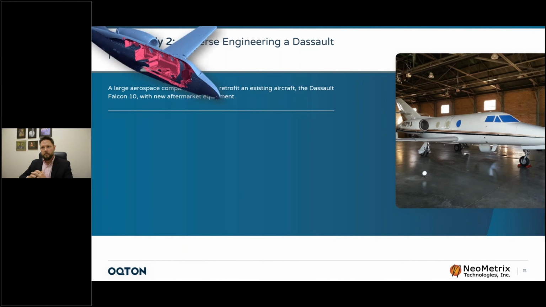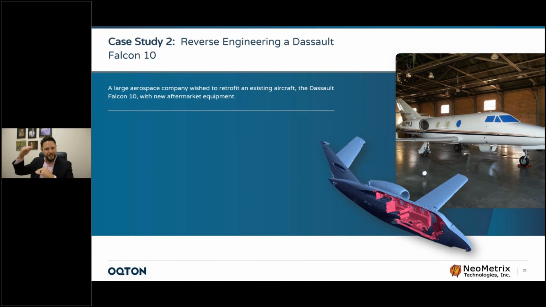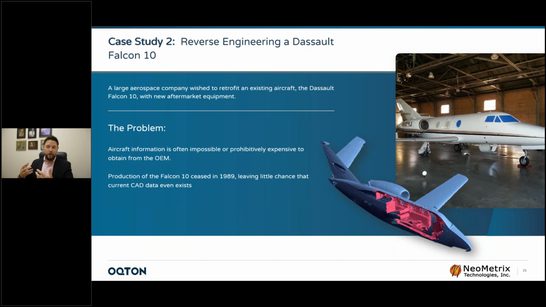Case study two, reverse engineering a Dassault Falcon 10. So we're taking that step up in magnitude of part size and we're doing an entire aircraft, right? So in this instance, a large aerospace company wished to retrofit an existing Dassault Falcon 10 with new aftermarket equipment. All right, so the problem with that, one, getting a whole plane CAD file is very expensive or impossible to get from the manufacturer. The other issue we run into, this plane stopped production in 1989. So only a year after I was born, the chances of a really good complete CAD file even being available is very, very small.